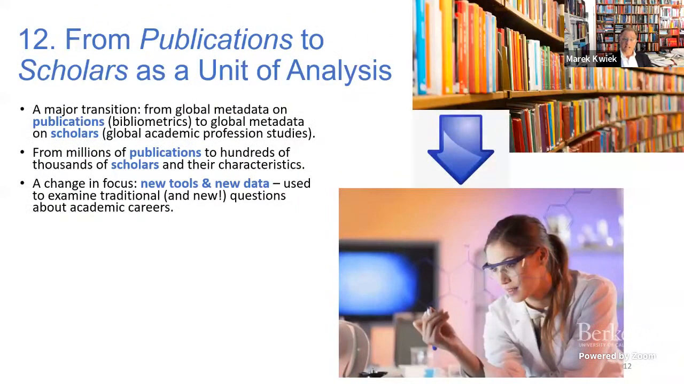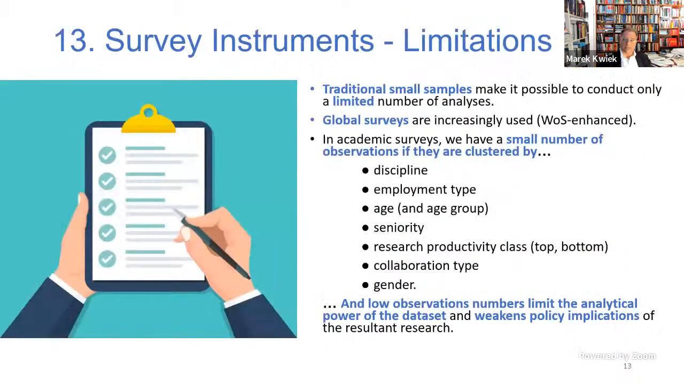We just can't. So what I'm suggesting, basically, you can see on the right, many books, publications, and scientists. I suggest a transition from publications to scholars as a unit of analysis. I'm suggesting a transition from global metadata on publications to global metadata on scholars, which is the beginning of global academic profession studies, of a lot of academics globally. So we can move from millions of publications to thousands or hundreds of thousands of scholars, and we can study their attributes or characteristics using new tools and new data. It's just an opportunity which I'm suggesting.